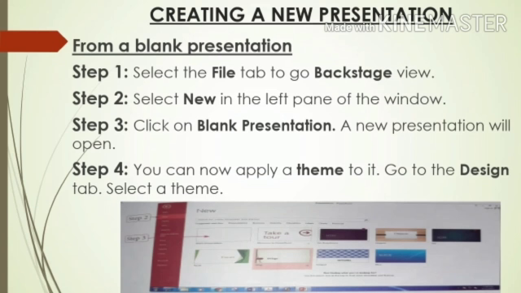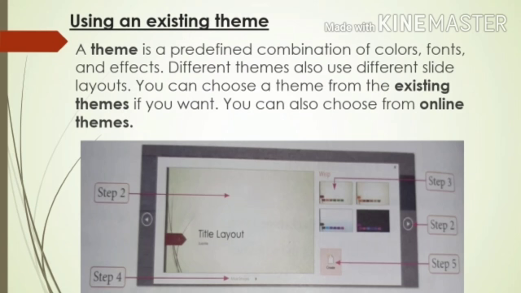Step 1. Select the File tab to go to backstage view. Step 2. Select New in the left pane of the window. Step 3. Click on a blank presentation. A new presentation will open. Step 4. Now we can apply a theme to a presentation. For that, go to the Design tab and then select a theme.